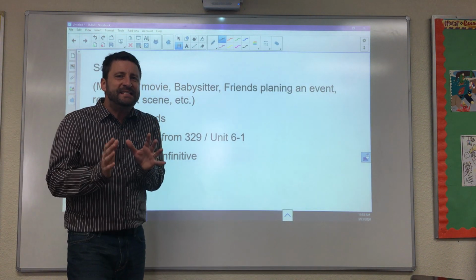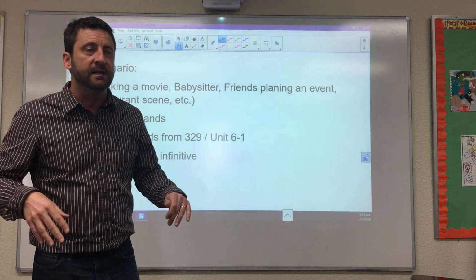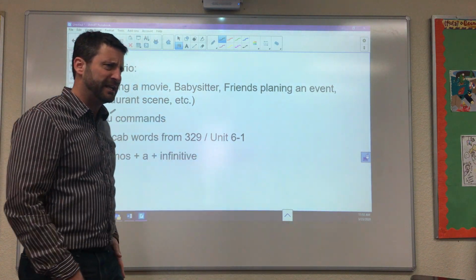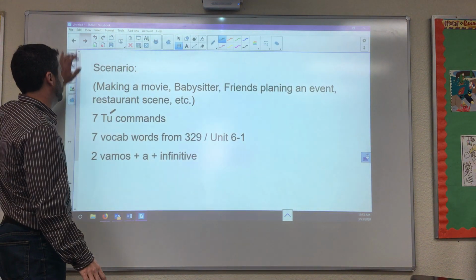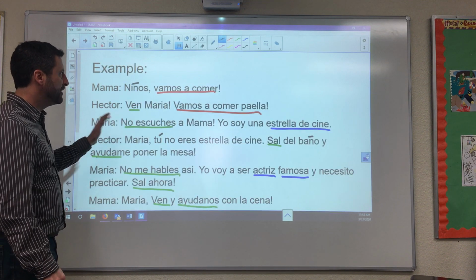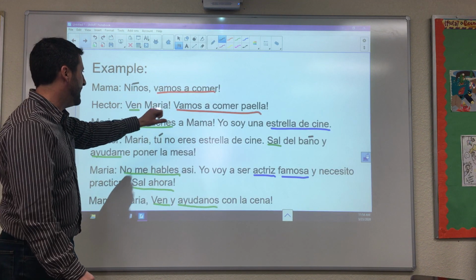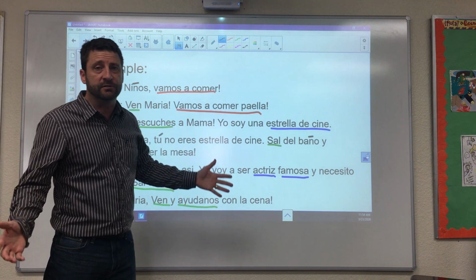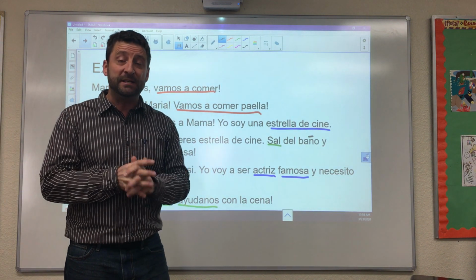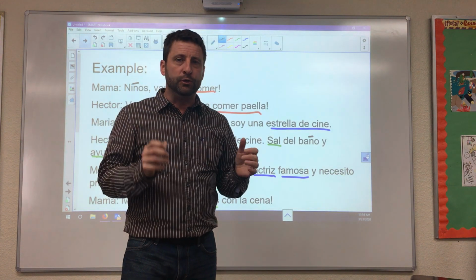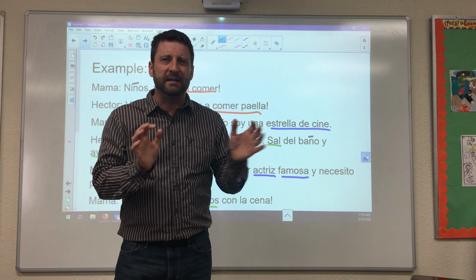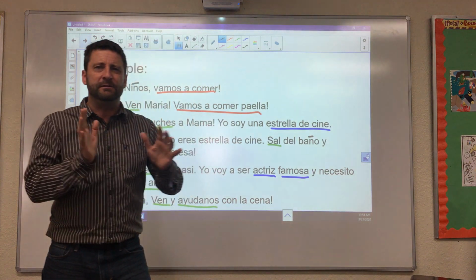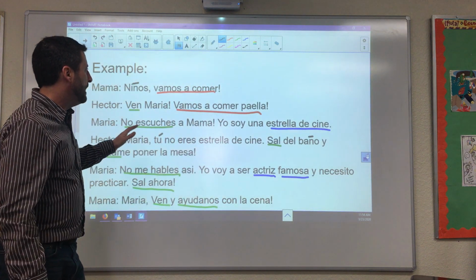Let's. So I made an example. You can follow along with me. Do not copy my example, but you can use it as an idea of what I'm looking for. Okay, here's an example. And I underlined the vamos a's in red, the commands, the tú-form commands in green, and the vocabulary words in blue. That'd be nice if you did that for me so I can count that you, not the specific colors, but show me that you have each of the things there.